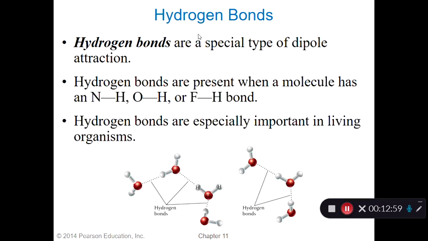Another type of intermolecular forces, or IMF, is a specific one of the dipole forces. If we have hydrogen bonded to one of these three most electronegative elements, nitrogen, oxygen, and fluorine, we call that IMF a hydrogen bond. So hydrogen bonds are special bonds in chemistry when we study intermolecular forces.